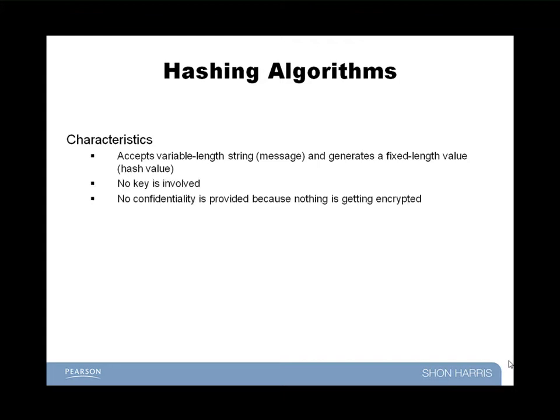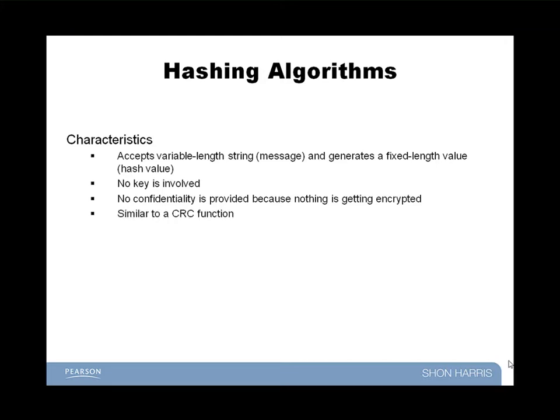So there's no key involved with hashing. With encryption and decryption, we do have a key that provides randomness to the algorithm that's used, but confidentiality is not one of the services provided by hashing algorithms. And one of the main reasons is there's no key involved, but also this is just a different algorithm type that does not provide encryption and decryption.